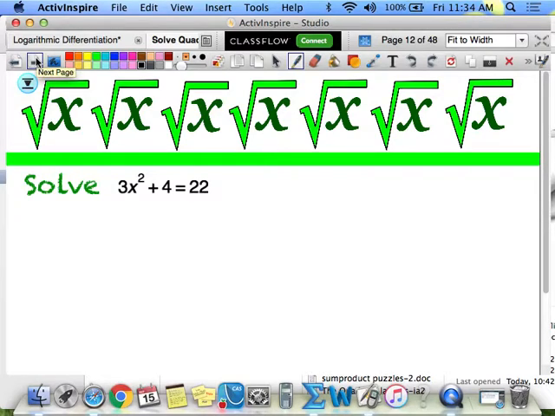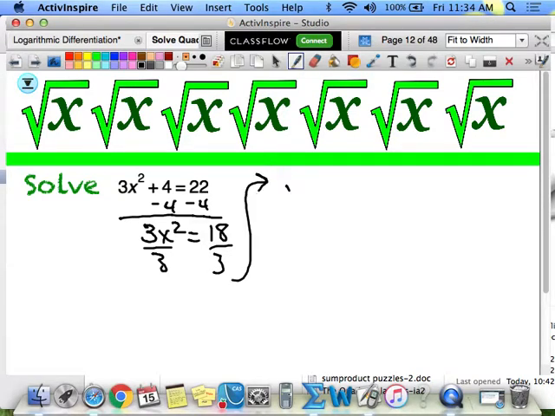All right. Take a minute, write that one down. And I have to do two things to get the x squared by itself first, right? What should I do first? Subtract 4. So 3x squared equals, what is that, 18? X squared is not by itself. What do I need to do? Divide by 3. So x squared equals 6. Now what? Square root both sides.